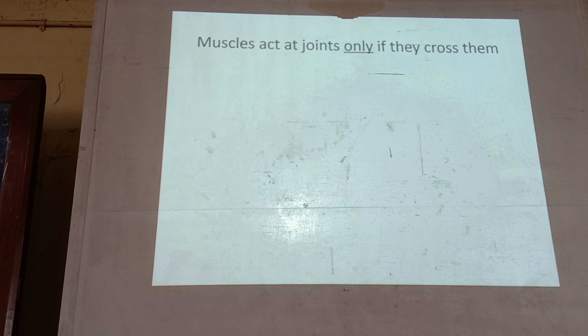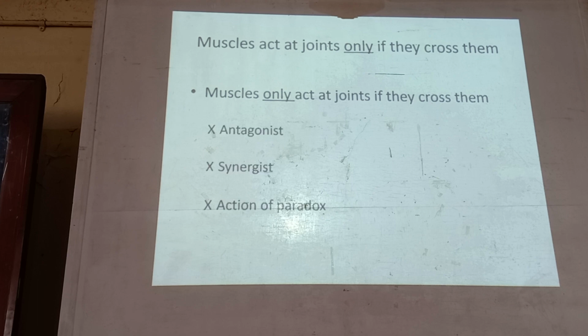Muscles act at joints only if they cross them. No, let's place the word "only" in between: "Muscles only act at joints if they cross them." That means they do not play the role of antagonists, they do not play the role of synergists, they do not play the role of action of paradox. They only act. That's prime mover action. What is the action of paradox?